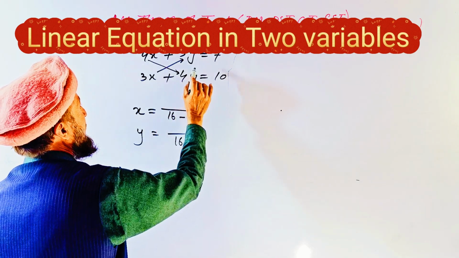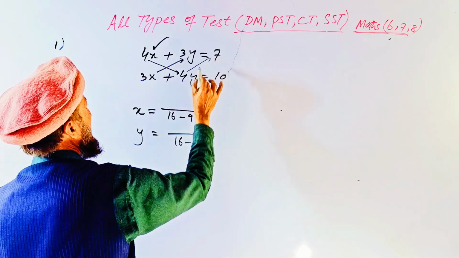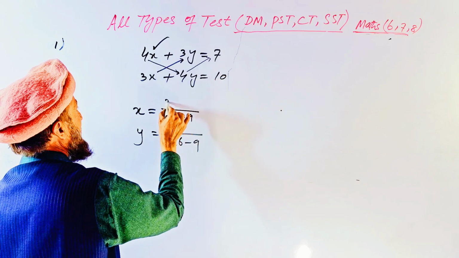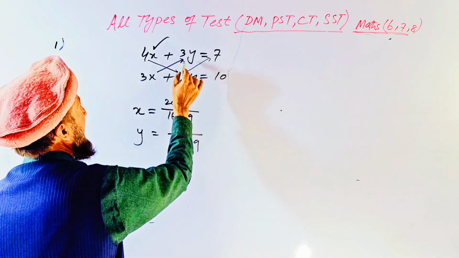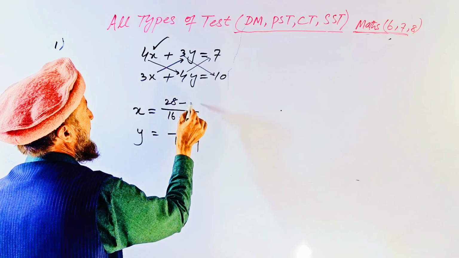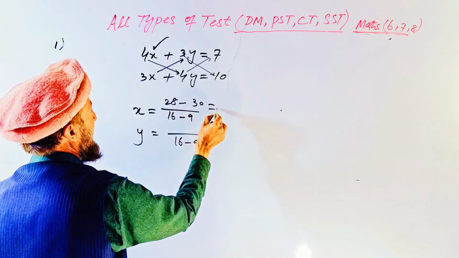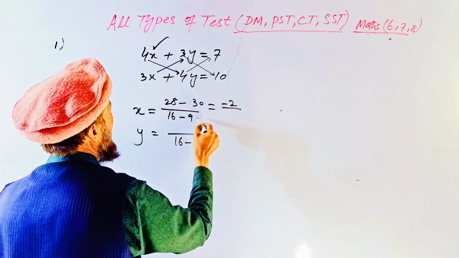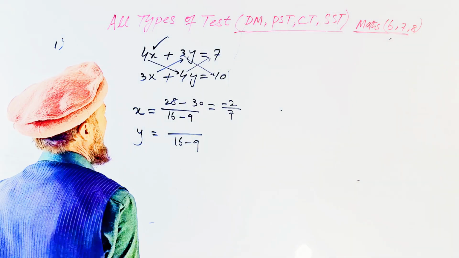So for the x value, first we multiply this value with this one. 4 multiplied by 7, we get 28, and 3 multiplied by 10, we get 30. So the result is equal to minus 2 divided by 7.